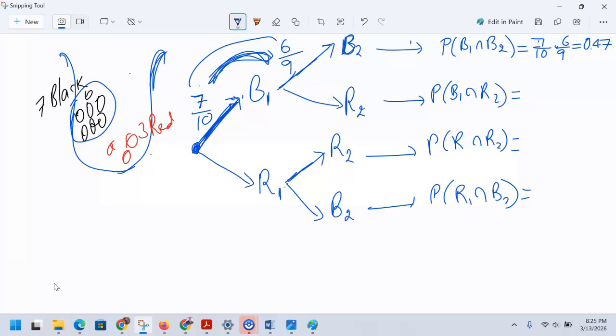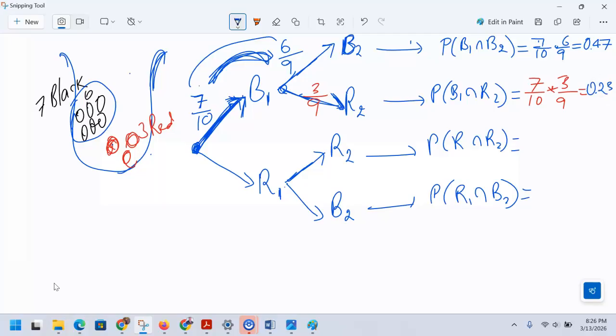Or you could do it this way. First one is black and the second one is red. That means if the first one is black, there are 3 red remaining, so this will be 3 out of 9, correct? So this answer will be 7 out of 10 times 3 out of 9, or you can directly write the answer using the calculator. So you get 0.23.